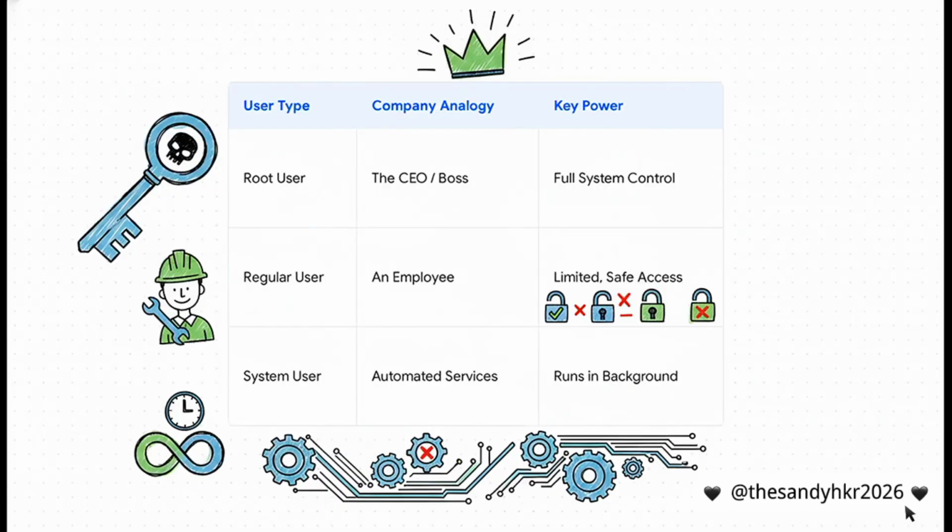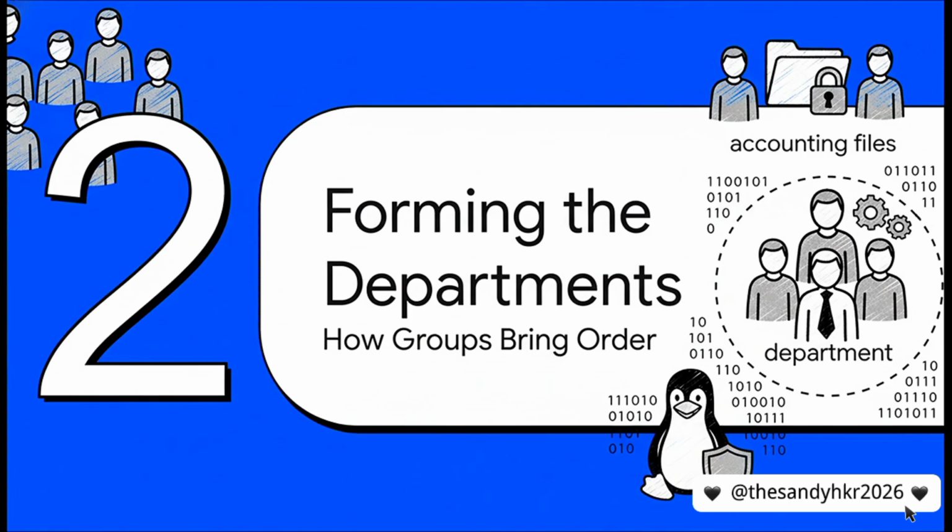So let's just recap that real quick. It's a pretty clear structure, right? You've got the CEO, our root user, with complete control. You have the employees, our regular users, who have safe, limited access to do their jobs. And you have the automated services, the system users, quietly keeping everything running behind the scenes. Simple, but super effective.